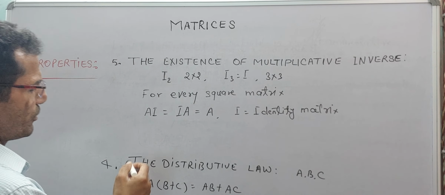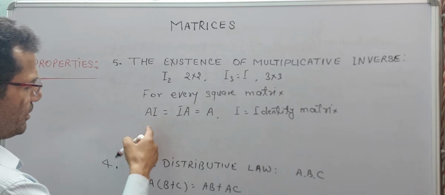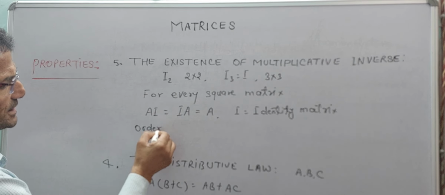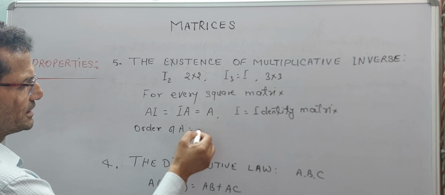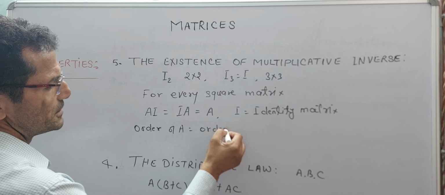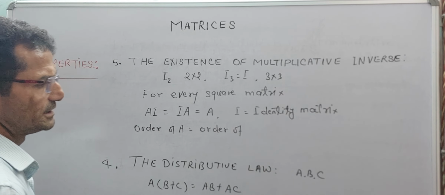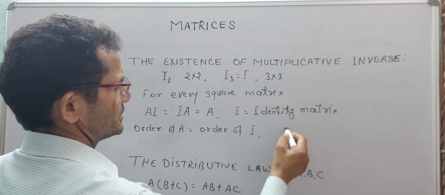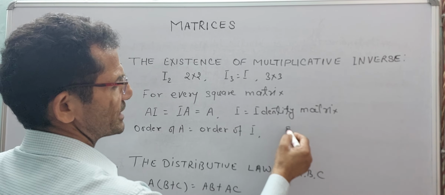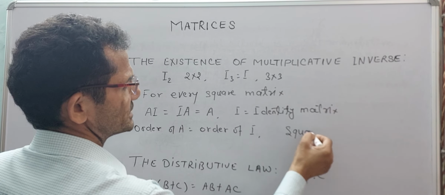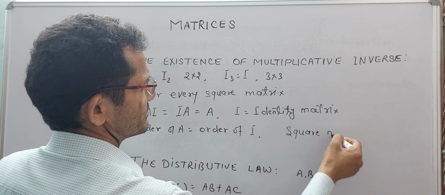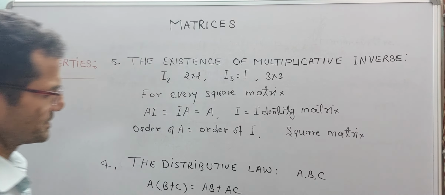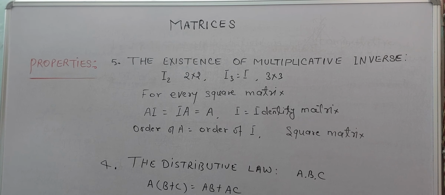So here the order of A should be equal to the order of the identity matrix I, and both should be square matrices. These are conditions also. It is only possible with square matrices, not any order of matrix. So these are the properties.